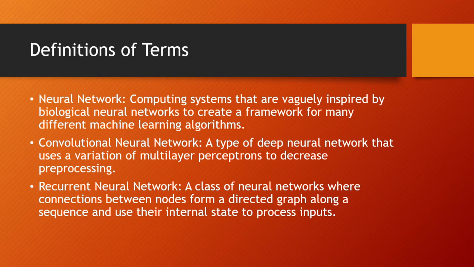Convolutional neural networks. Convolutional neural networks are a type of deep neural network that uses a variation of multilayer perceptrons to decrease preprocessing. They are most commonly used to analyze visual imagery. Recurrent neural networks. Recurrent neural networks are a class of neural networks where connections between nodes form a directed graph along a sequence and use their internal state to process sequences of input.